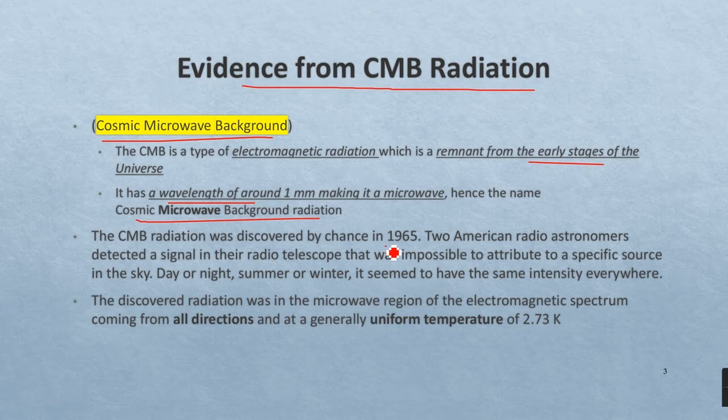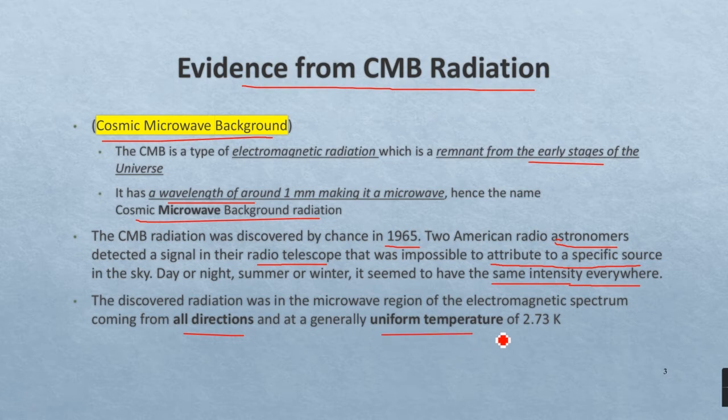It was discovered in 1965 by two American astronomers who were looking for radio signals using a radio telescope. They detected this signal coming from all directions, and it was not possible to attribute this type of signal to one specific source. Later on they found that this signal had a very weak intensity and came from all directions in the universe. This discovery showed that it is a radiation coming from the background, from the cosmos, and we call it the cosmic microwave background radiation as it comes from all directions.